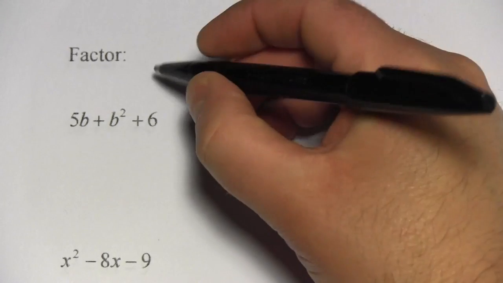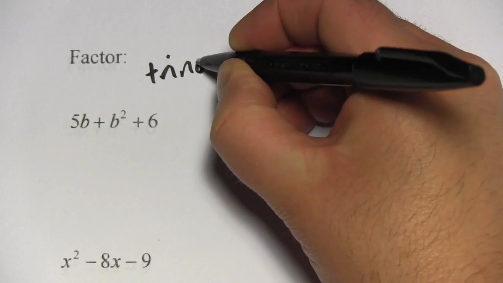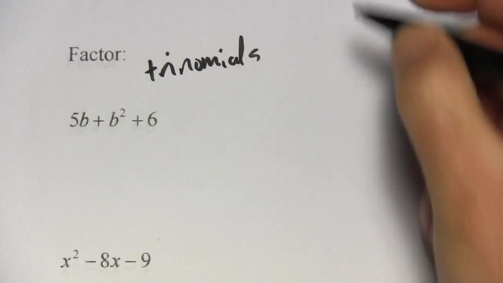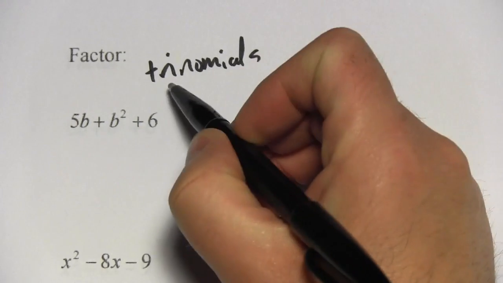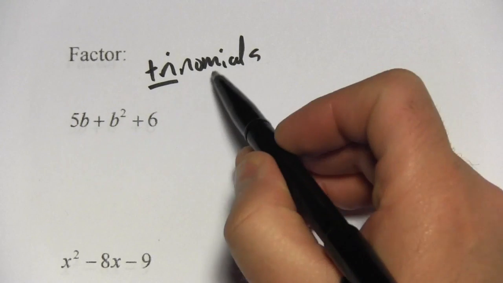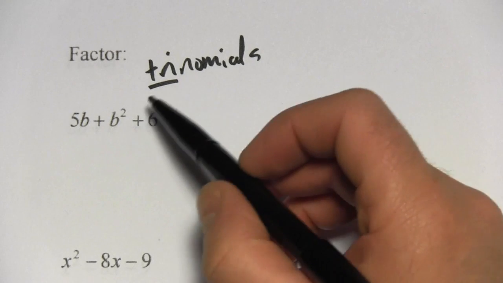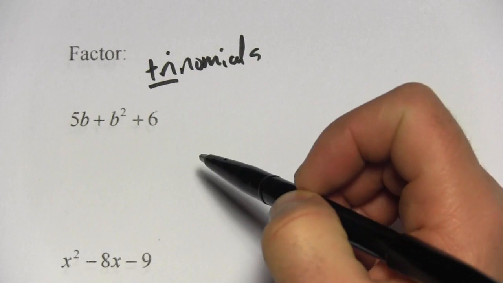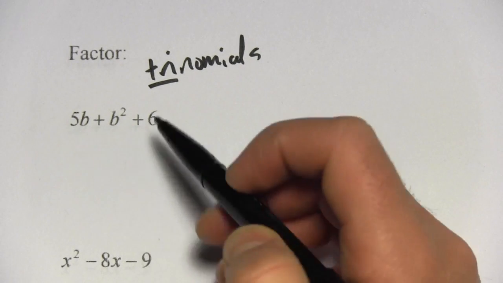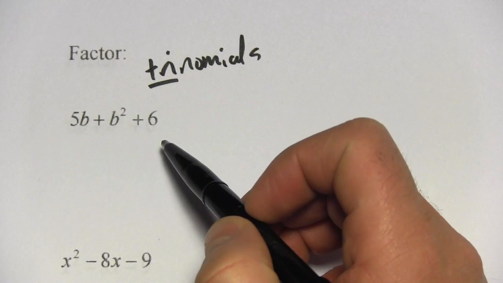In these problems, we are factoring trinomials. And what is a trinomial? Well, tri means 3, and nom here just means name. So you can think of trinomials as things that have 3 terms. So if you look at this one, we have a b term, a b squared term, and a number term.